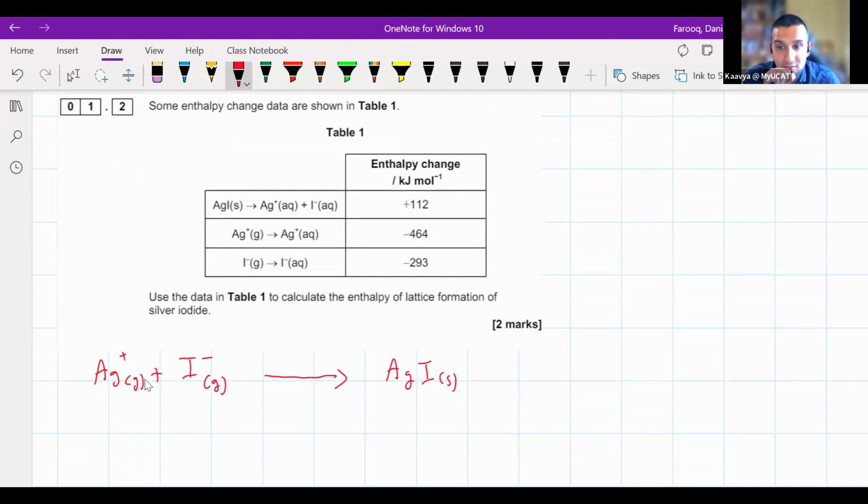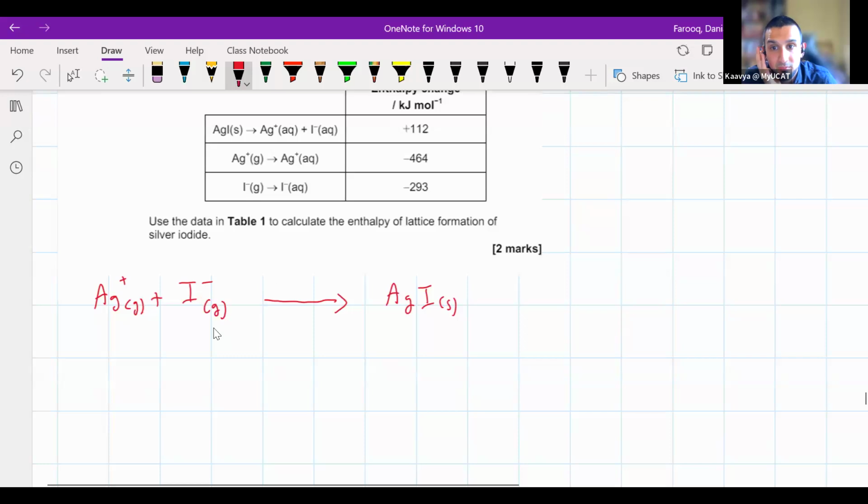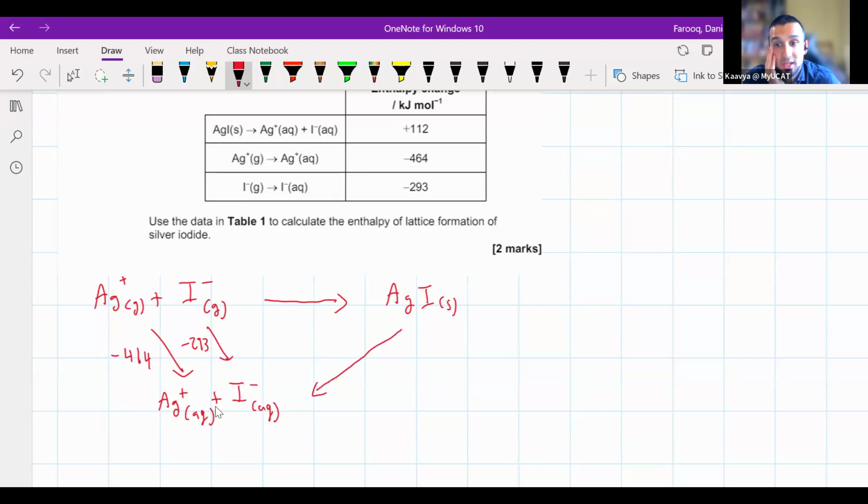First of all, to get from gaseous to solid, we can make both of them aqueous. We can make the Ag+ aqueous, and the energy given for that is minus 464. And then we can make the I- aqueous, which energy will be minus 293. If you add these two together, then actually we'll be going that way. If you go from the AgI solid to these two aqueous ions, that would be the plus 112. Now we want this, which is x.